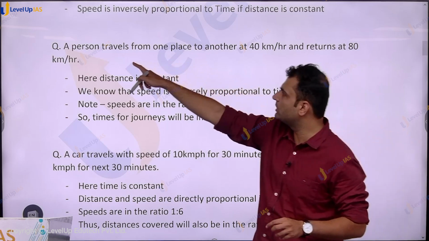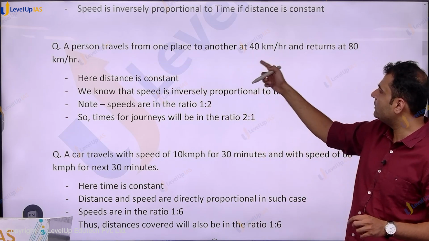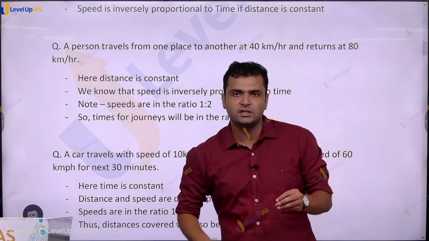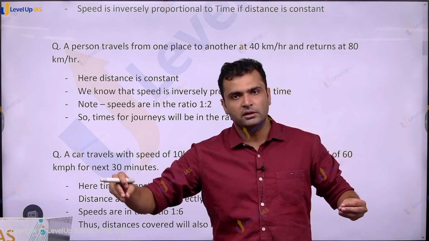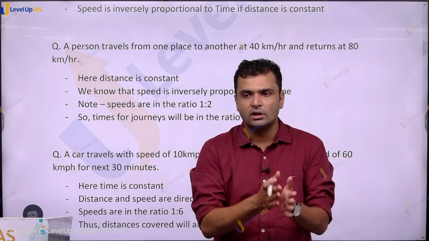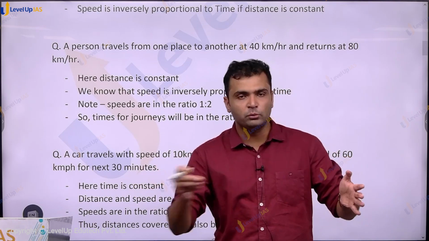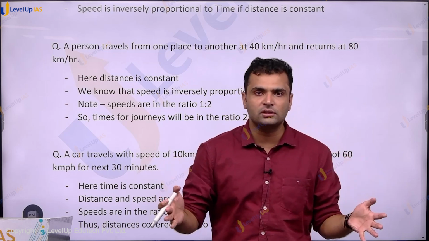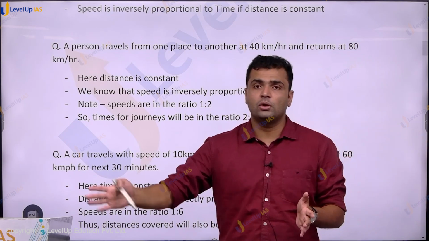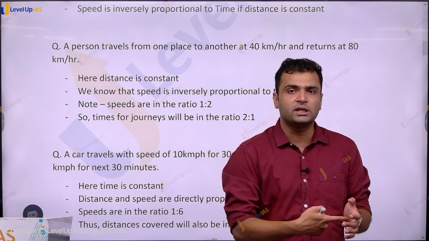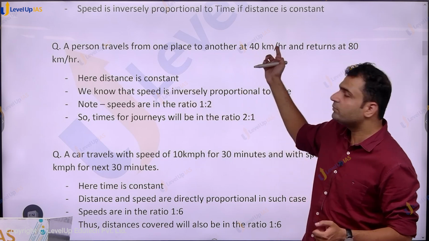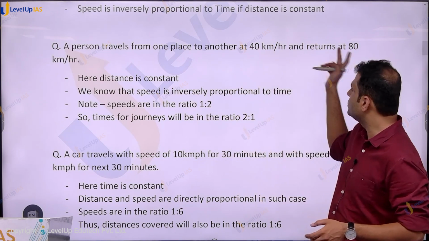Look at this question. A person travels from one place to another at 40 km per hour and returns at 80 km per hour. The person is traveling from one place to another at 40 and returning at 80. So the distance is constant. He's traveling between the same two places, A to B and then B to A. For the ongoing journey from A to B, the speed is 40, and for the return journey, it is 80. So what is the ratio of speeds? 40 is to 80, or 1 is to 2.